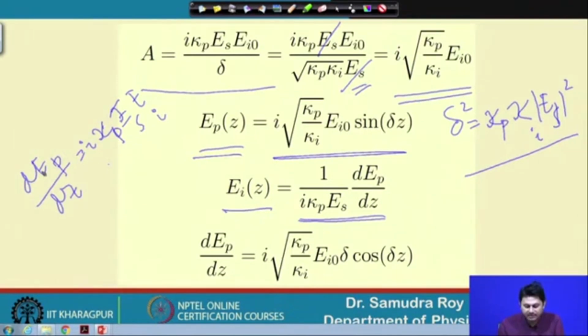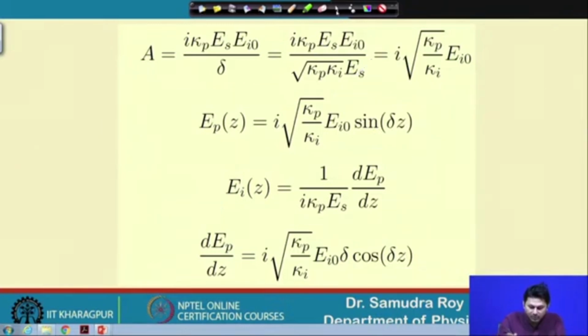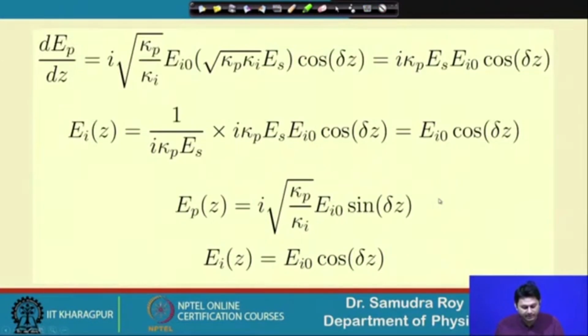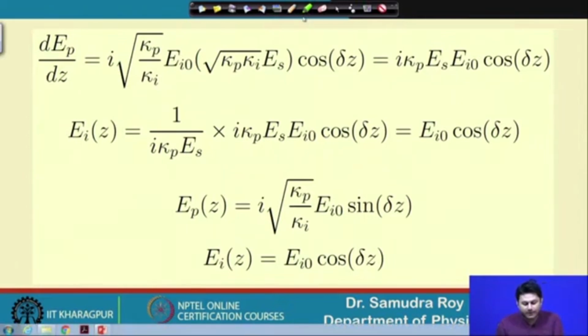Now, dEP/dz one can figure out, because the functional form of EP is known. If we do that, dEP/dz is simply i times the root of κP κI times EI0, then δ cos(δz), the derivative of this quantity with respect to z. Once we have dEP/dz, we can put these things in and figure out what the value of EI should be.